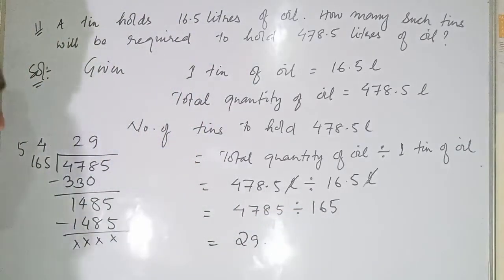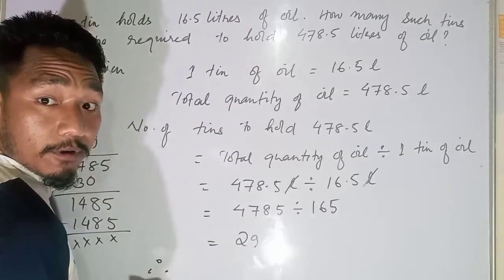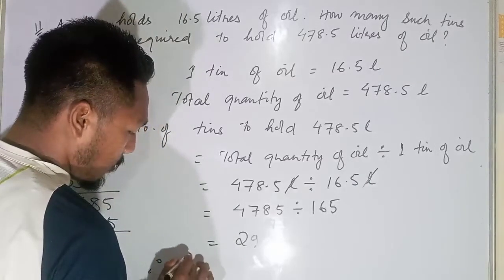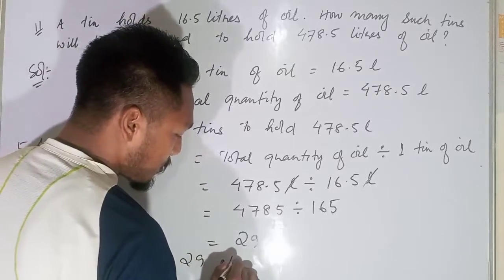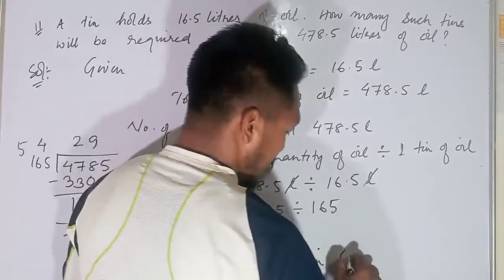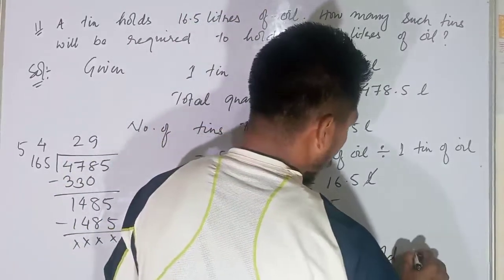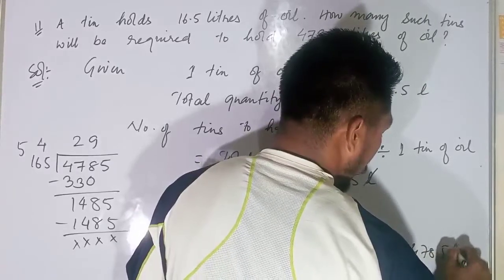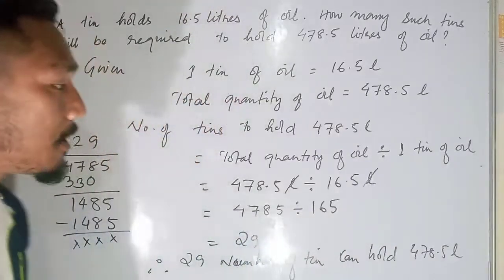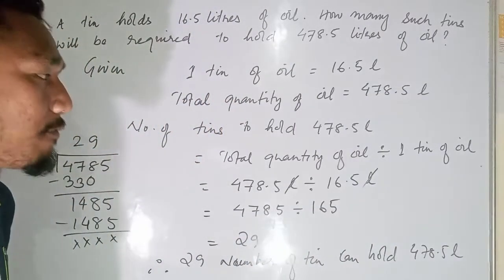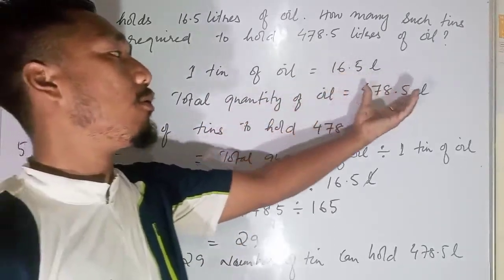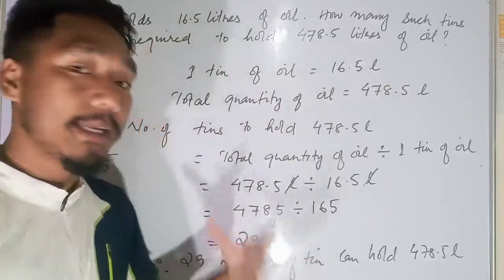Therefore, 29 tins can hold 478.5 liters. Only one tin can hold 16.5 liters. That means in order to hold this much, how many tins do we need? 29 tins we need.